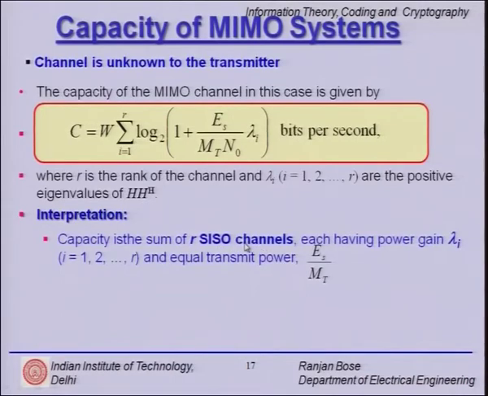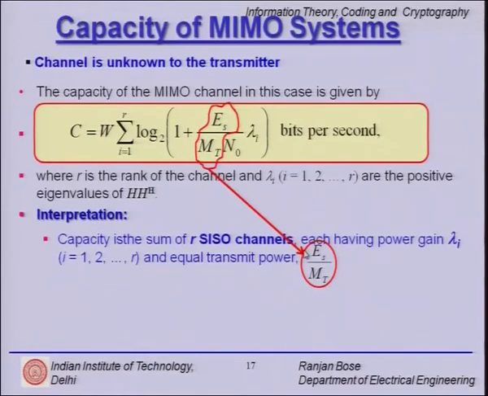case. So, it only tells me that this combined capacity of a MIMO channel, where the channel is unknown to the transmitter, is nothing but the sum of r SISO channels, each having power gain of λi, and equal transmit power Es over MT that we had established earlier itself. So, let us look at this expression.